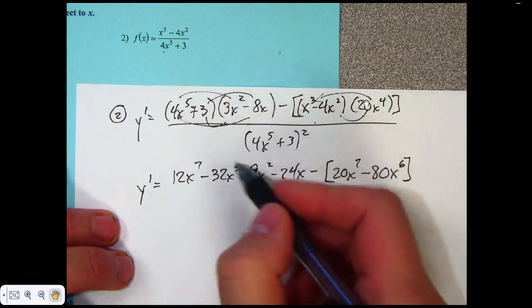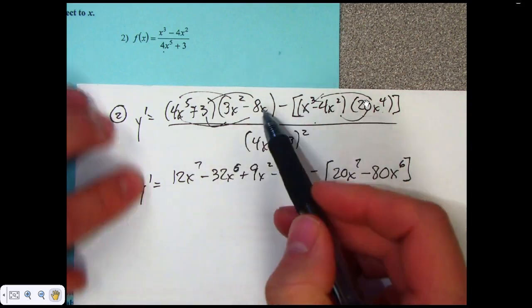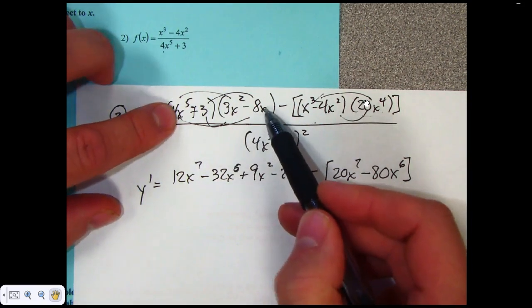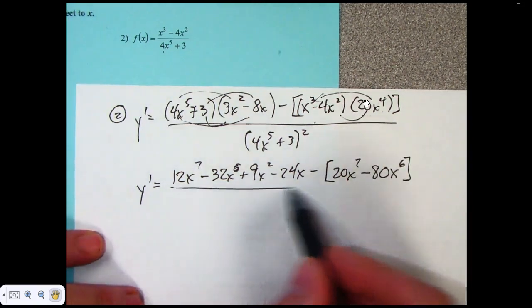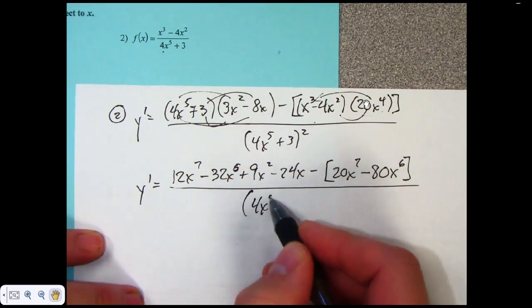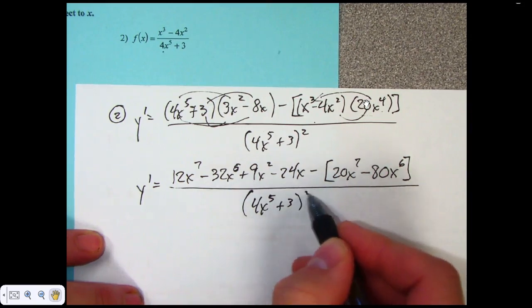Just seeing a mistake here now. This should have been 32x to the 6th because there was a 5th power and a 1st power there. Over. The bottom just stays like it is.